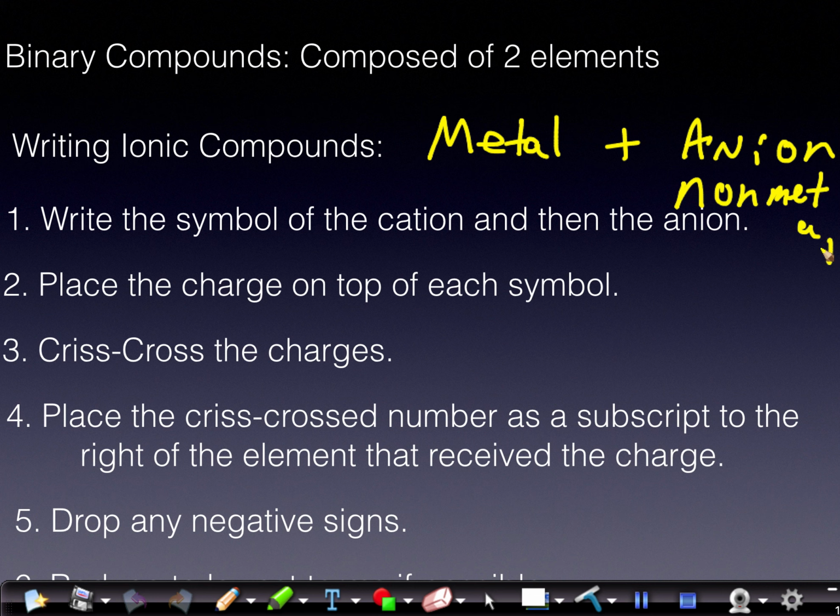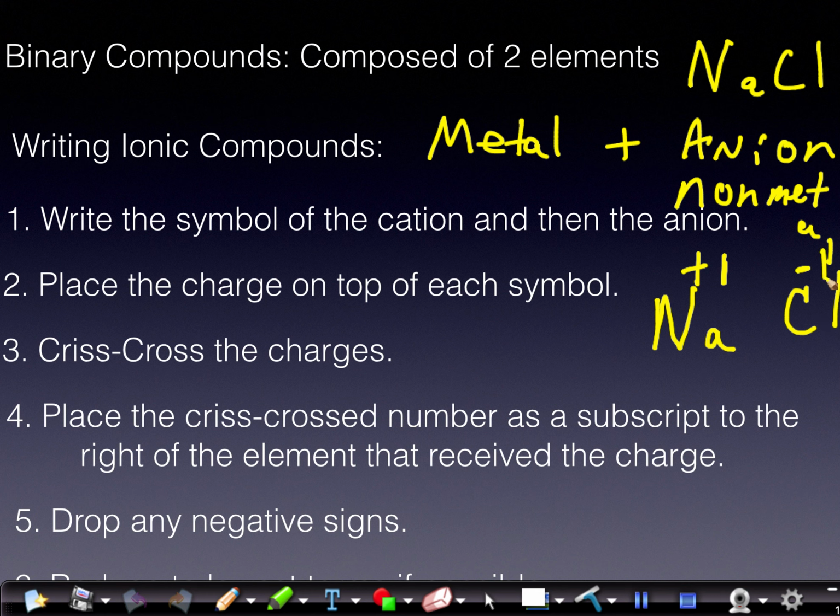Okay, so the first thing we need to do, we need to write the symbol of the cation and then the anion. We need to place the charge on top of each symbol. What I mean by that is this. Say I had sodium. I'm just going to write my symbol, Na, and I know sodium's in group 1, so it's going to have a +1 charge, so I'm going to put the +1 on top of it. Say our formula was NaCl, so then our anion is Cl, and we're going to have -1 since it's a halogen.